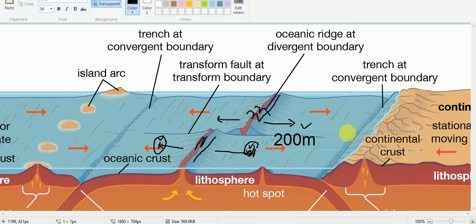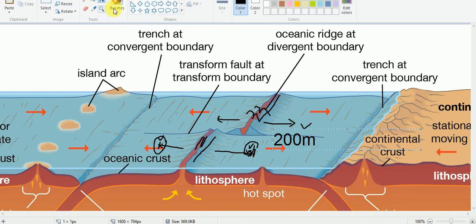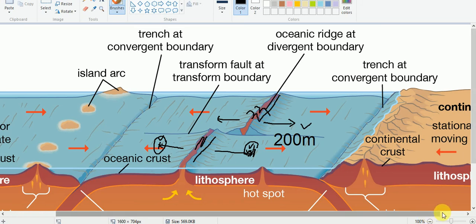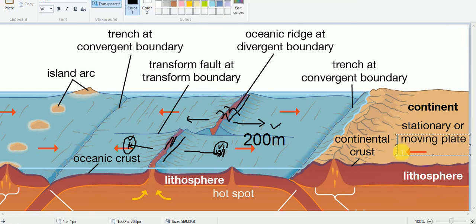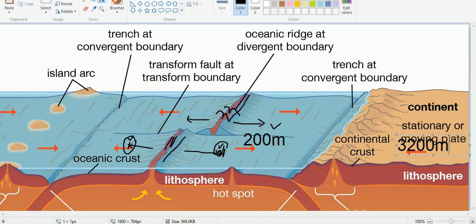Whereas in the continental areas, in this area, in the continent, so this side we have continent, in the continental area sometimes the rock is as old as 3,200 million years old. That means rocks found on the ocean floor are much younger than the rocks found on the continent. That is the point mentioned.